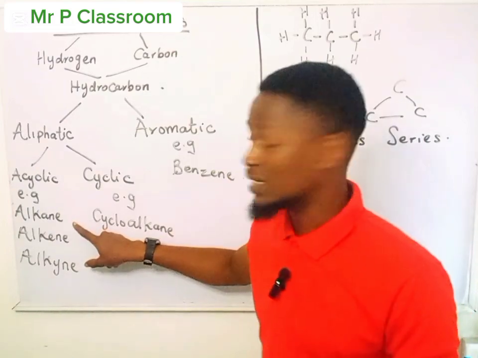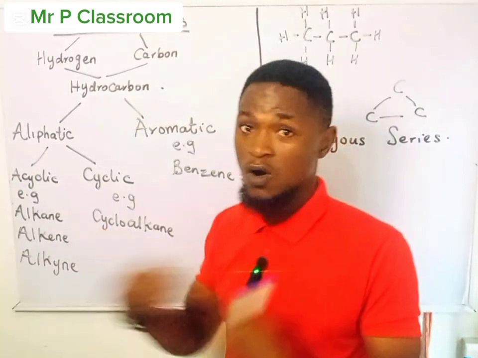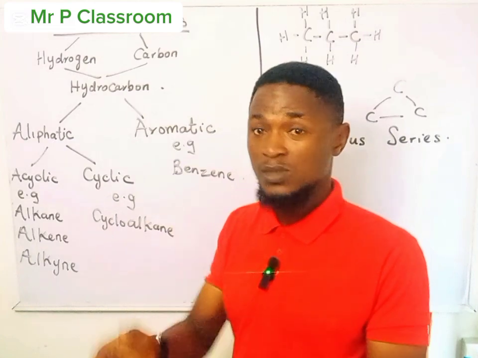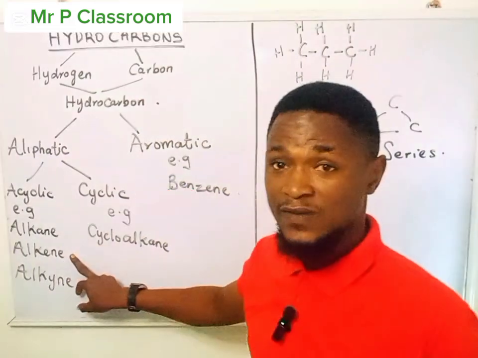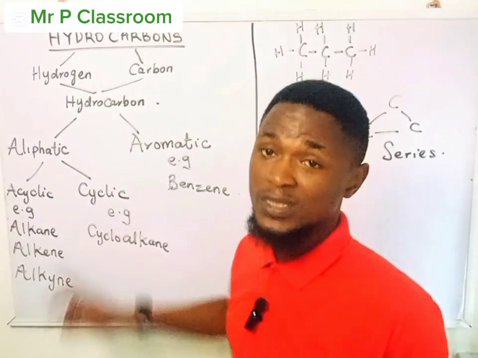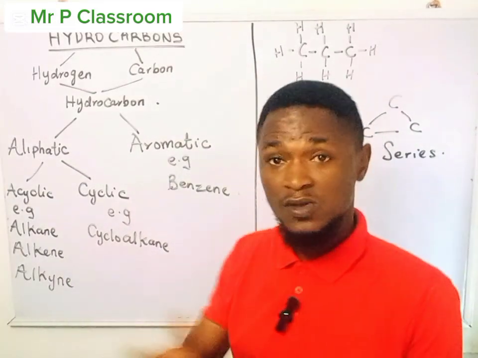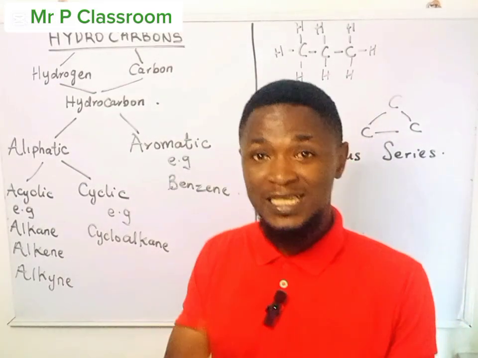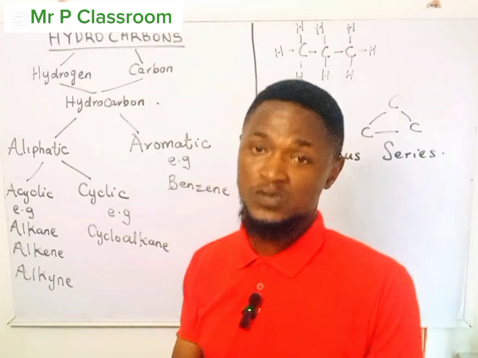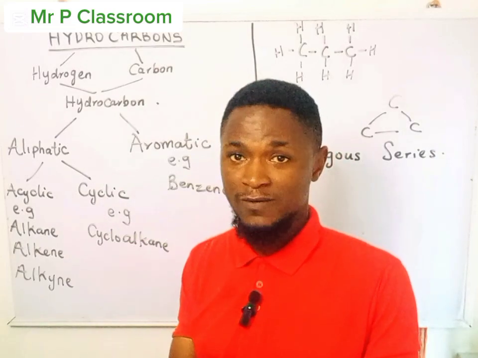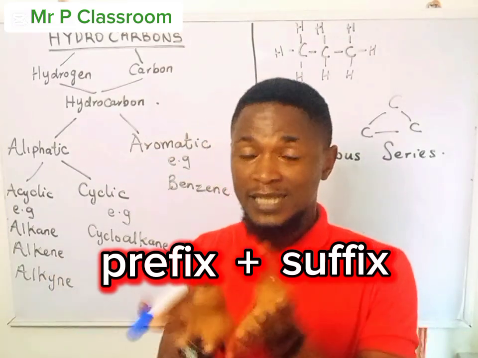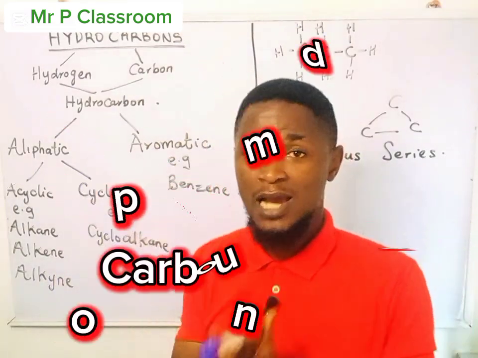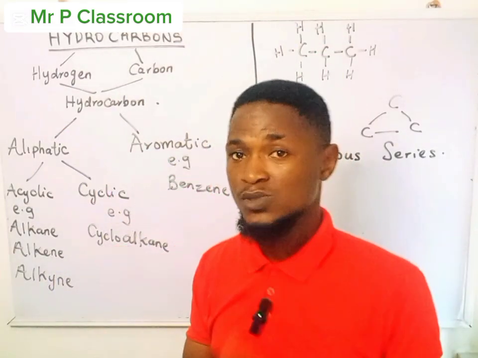So in this family, the suffix, or what I like to call the surname, is ANE. In this family, the surname, or what I like to call the suffix, is ENE, and so on and so forth. So it always has a prefix and a suffix. When you put them together, you get the name of that particular carbon compound. So let's look at it.